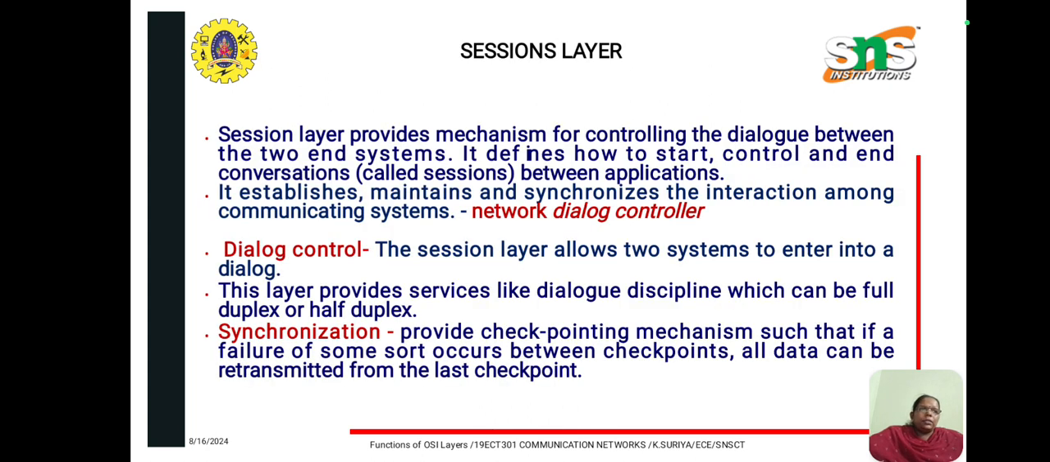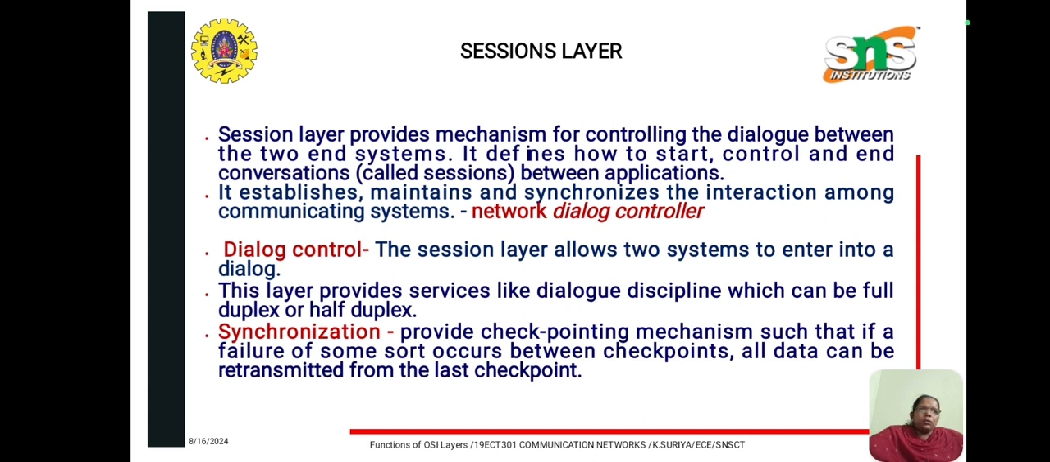Next one is session layer. The services provided by the first 3 layers are not sufficient for some processes. The session layer is also known as a network dialog controller. It establishes, maintains and synchronizes the interaction among the communicating systems. The main 2 functions are dialog control and synchronization. The session layer allows 2 systems to enter into a dialogue.